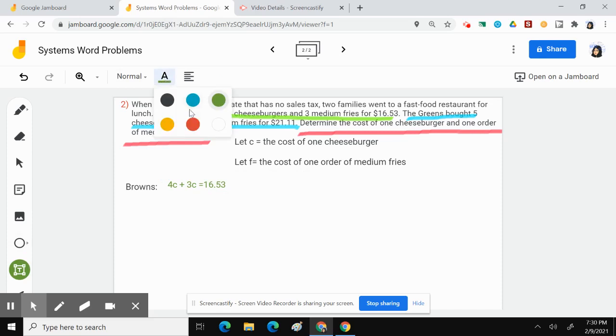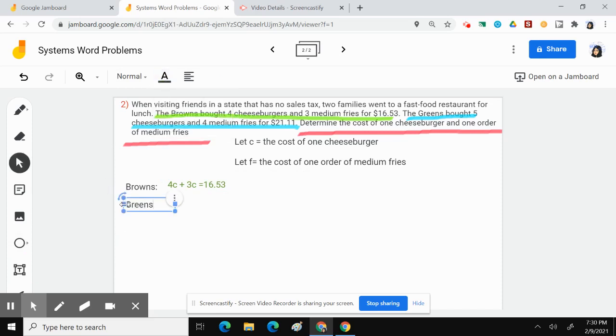Now if I look right here for the Greens, I'm going to set it up very similar. For the Greens, they bought five cheeseburgers, so 5C, four medium fries. So this should be an F. That should be an F too, right, guys? And this one is going to total to 21.11.